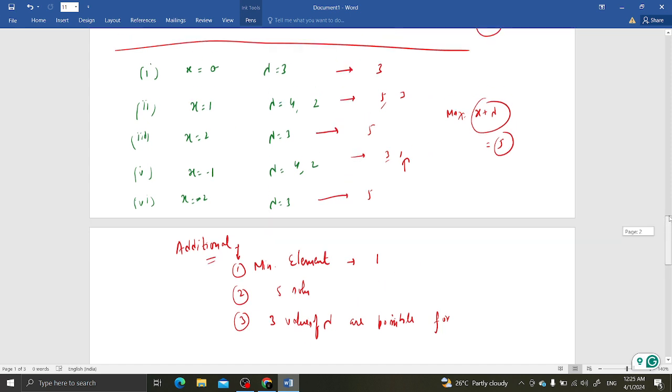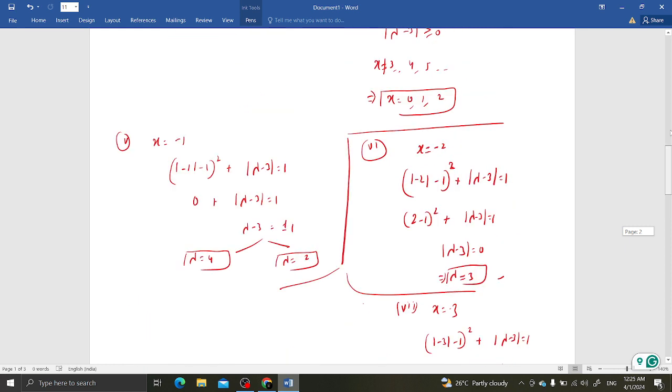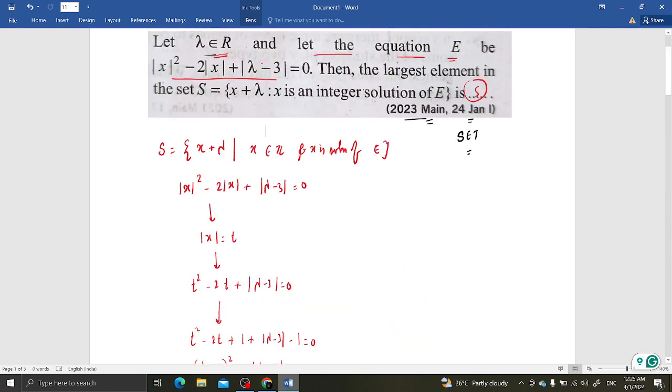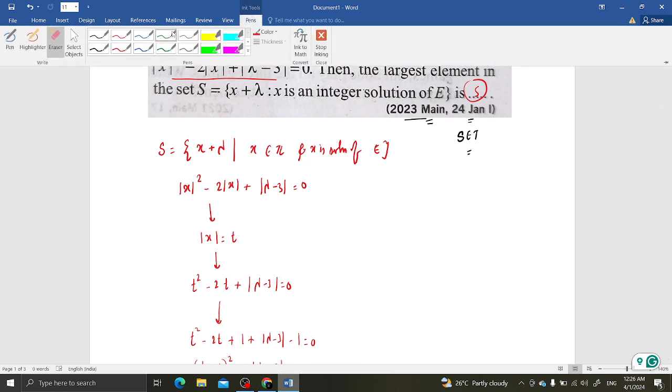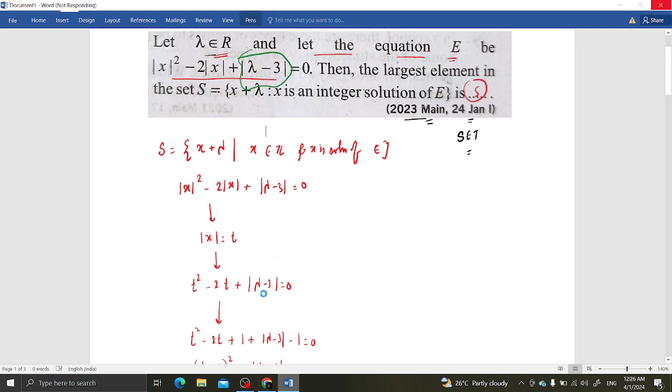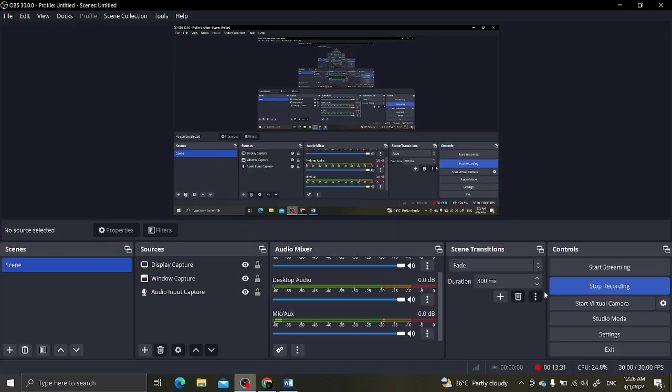It may be possible that in place of lambda minus 3 they give 2 lambda minus 5, 3 lambda minus 4, like that. If they change something here, you can do the same process. So I hope you understand this question. If you have any doubt, then you can comment. Thank you for watching.